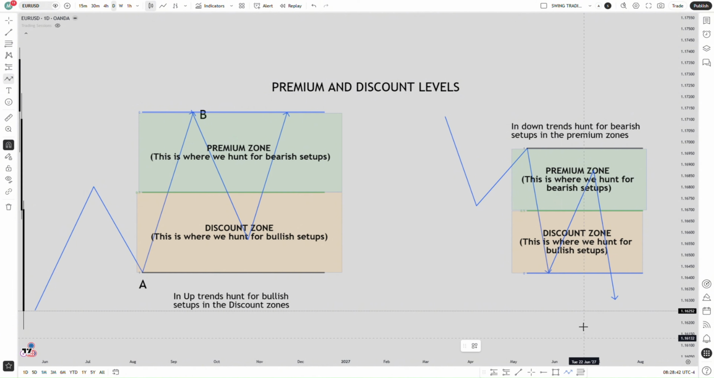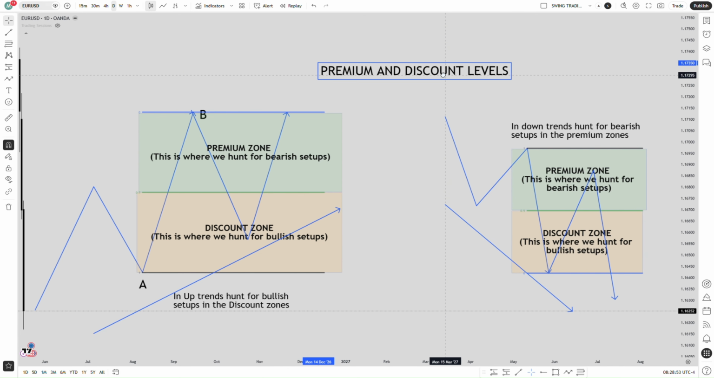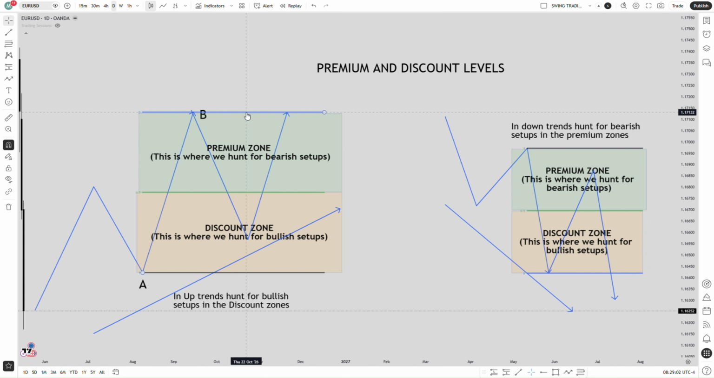Why? Because the market is trending downward. Then we can't be hunting for a bearish setup here. Why? The market is going up. That's just a simple difference between the two market conditions. So let's head to the chart so I can show you how the market performs to these premium and discount zones.